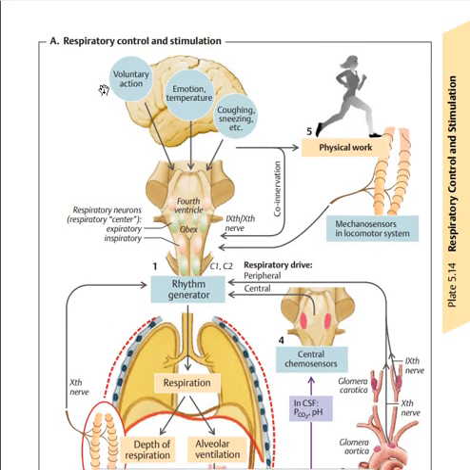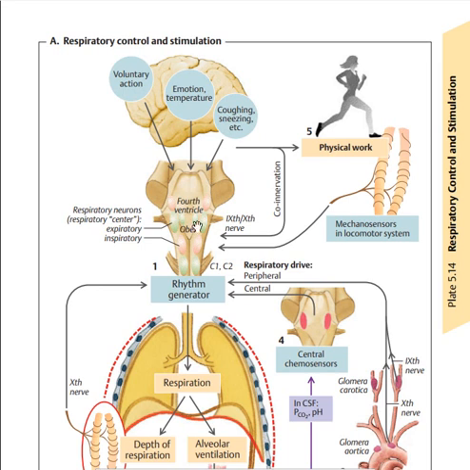So, we are going to see the respiratory control simulation. We first need to know that we have a voluntary center inside our body for us to control our respiration. Next, we have emotion and temperature, which can affect our respiration, and we have coughing and sneezing reflexes affecting the respiration. But this is not the main point that I want us to know.